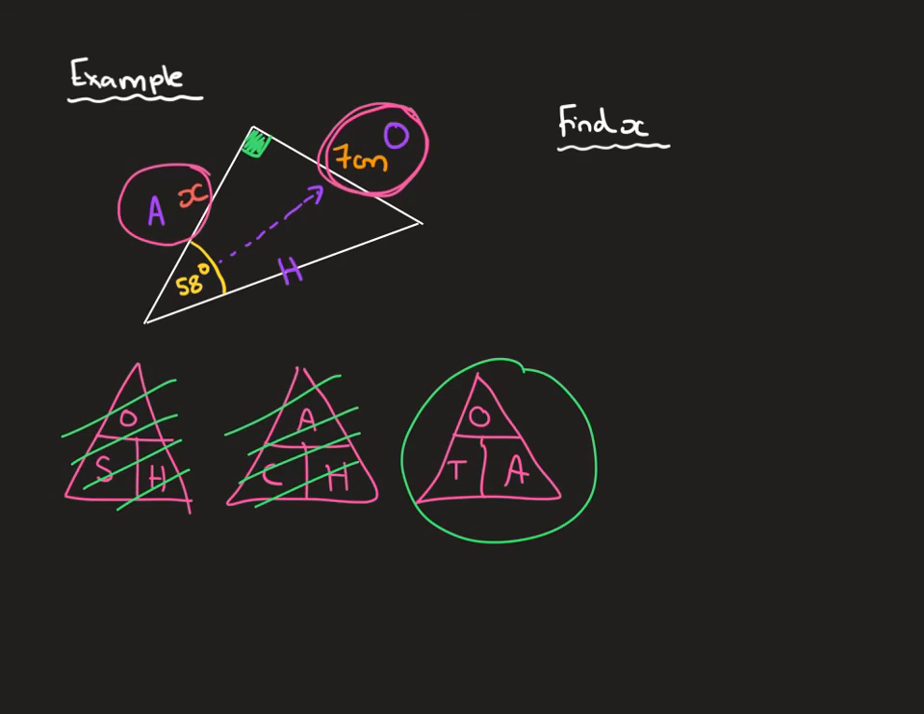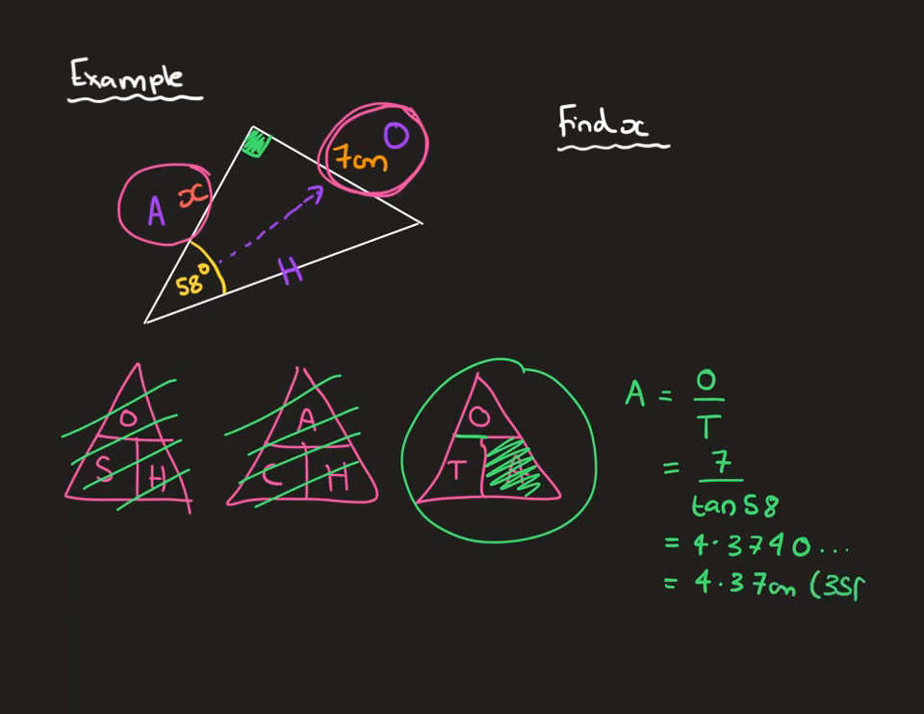Now we're trying to calculate the side marked X, which is the adjacent. So I cover it up. And what does the formula triangle tell me? It tells me the adjacent is equal to O divided by T. So that's 7 divided by tan, remember T stands for tan, 58. So what does that come to? That comes to a value of 4.3740... So 4.37 centimetres to 3 significant figures.